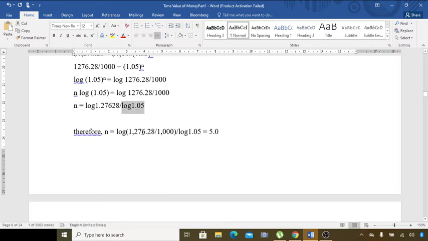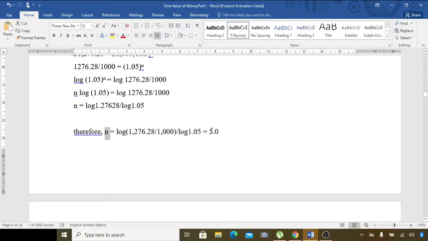Okay, if your scientific calculator cannot solve this in one go, you can do it step by step. Okay, calculate log 1.05 first, and keep it in the memory. Then log 1.27628. Okay, you have to press log first. Then you divide with the one that you keep in the memory, log 1.05. Okay, it will give you 5.0.